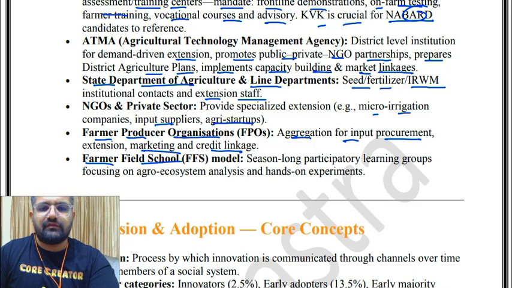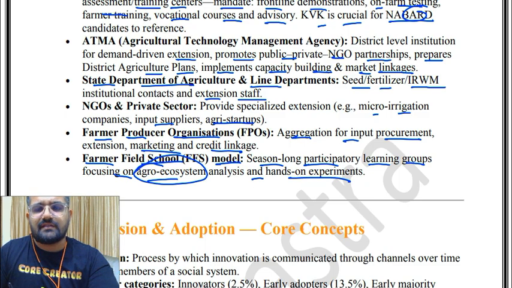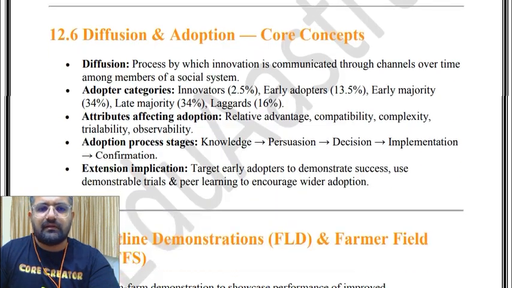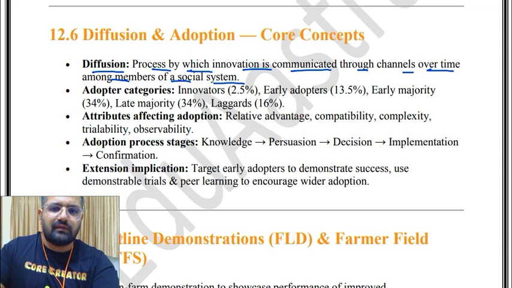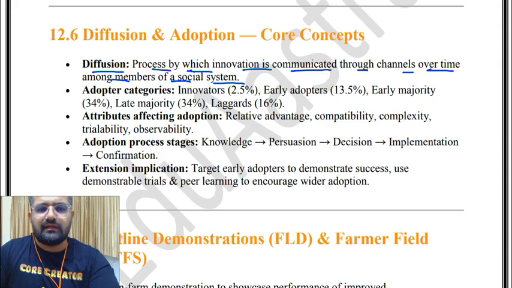Then farmer field school FFS model, season long participatory learning groups, focusing on किस पे focus है, agro ecosystem analysis and hands on experiments, experimentation पे. Then diffusion and adoption, diffusion process by which innovation is communicated through channels over time among members of a social system. Diffuse करना, ठीक है, पहुंचाना सब तक, communicate करना.